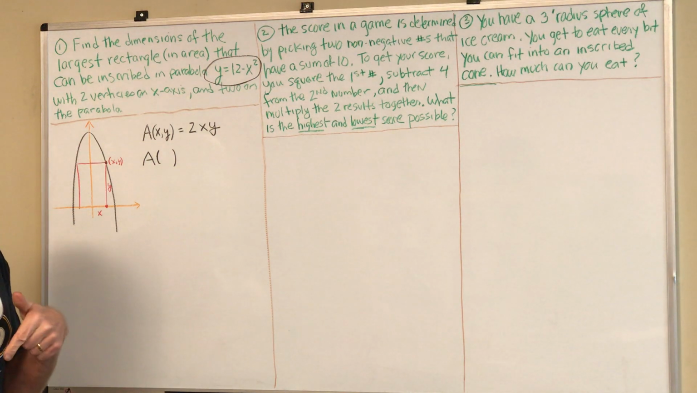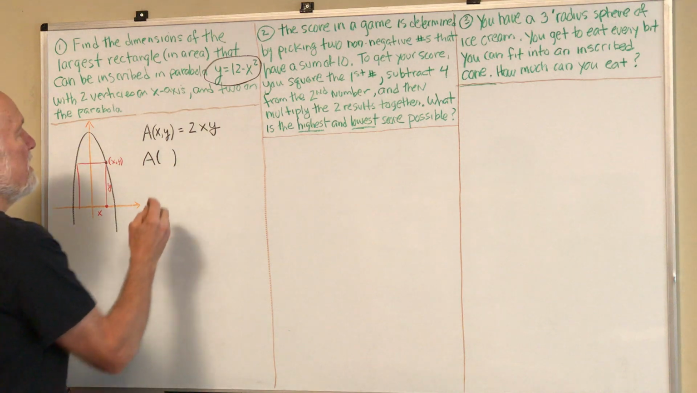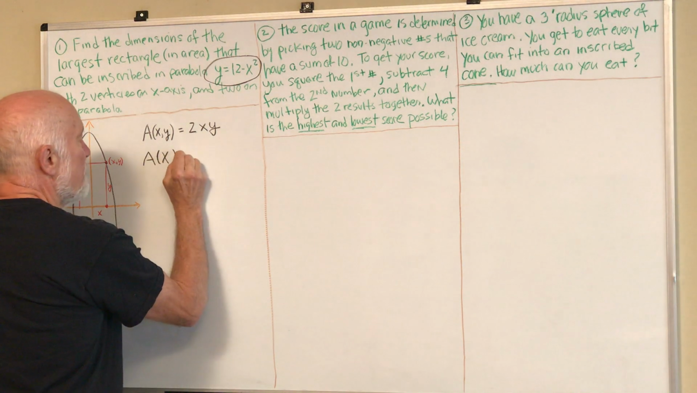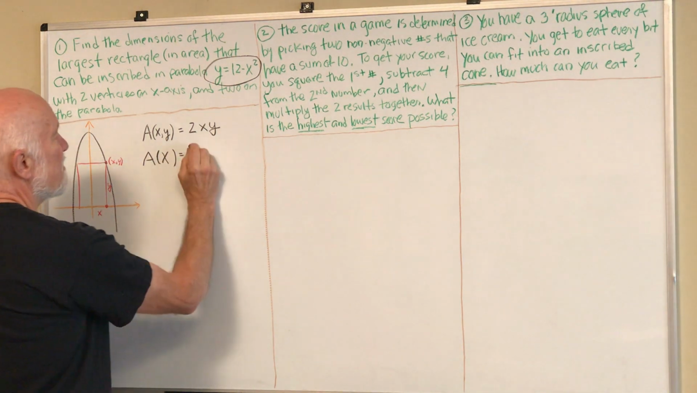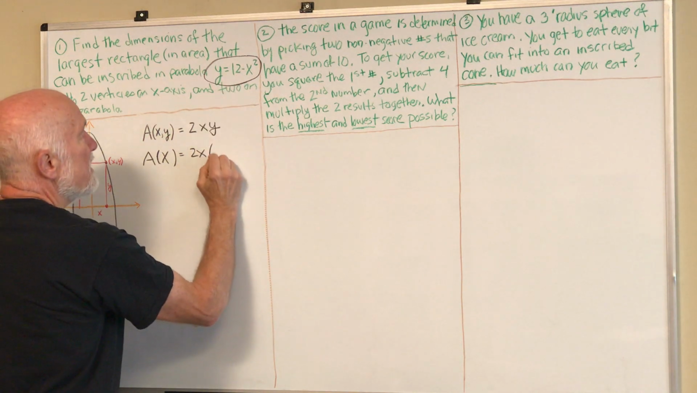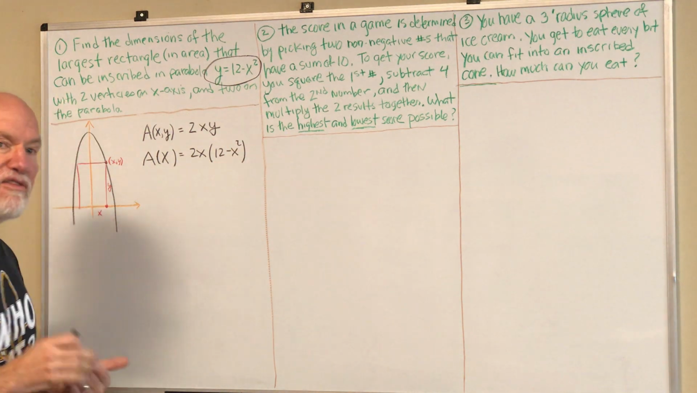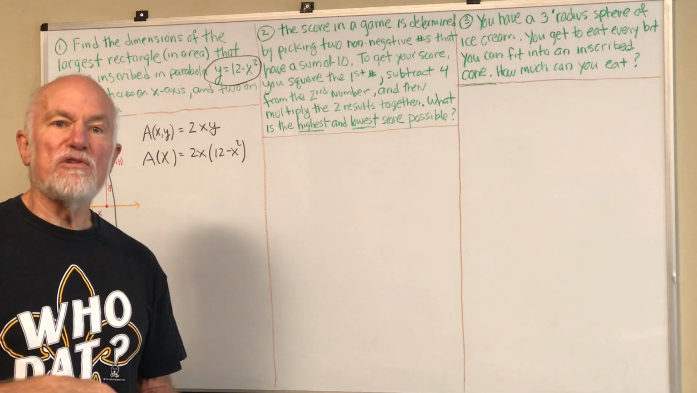Well, the nice thing about this one is we know what y is in terms of x on every point on that parabola. And this point is on the parabola. So we can make this just a function of x. We can go 2x, and in place of y, we can put 12 minus x squared. So we've got the function that we're trying to find the absolute maximum of.